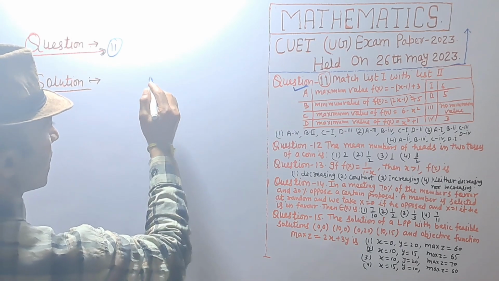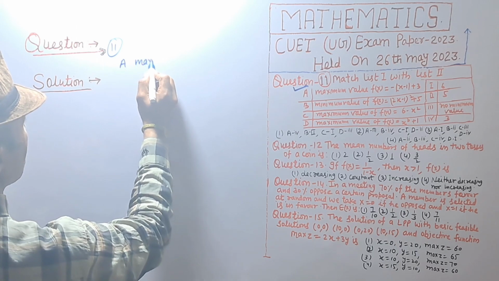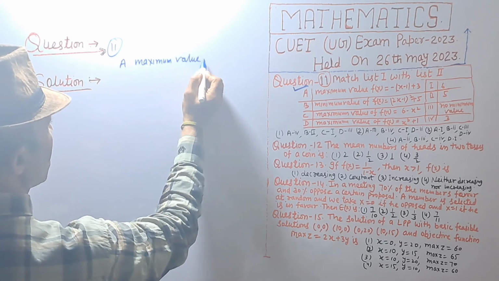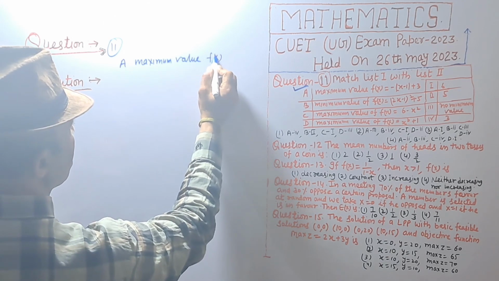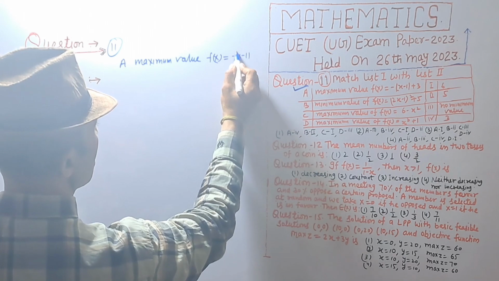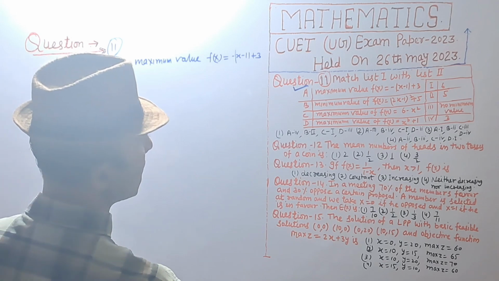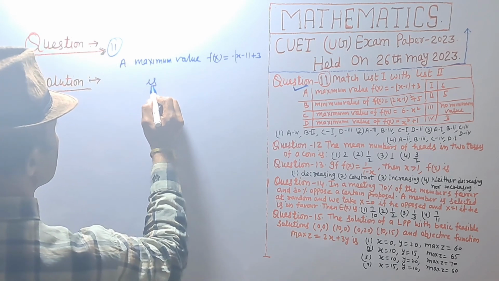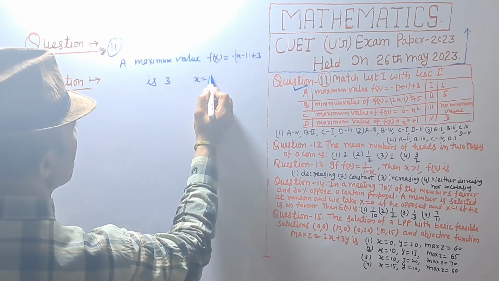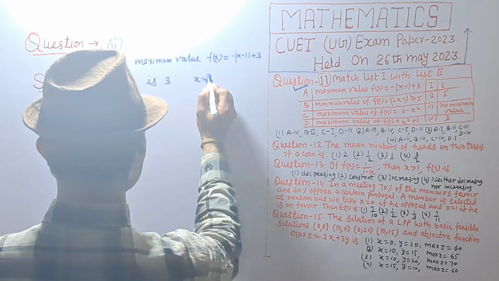A. Maximum value of f(x) = -|x - 1| + 3 is 3, as x is equal to 1. X is equal to minus 1.